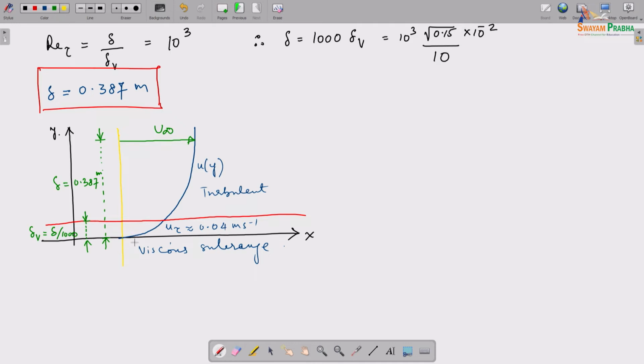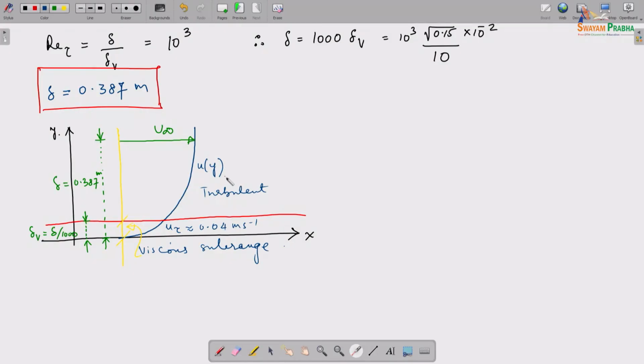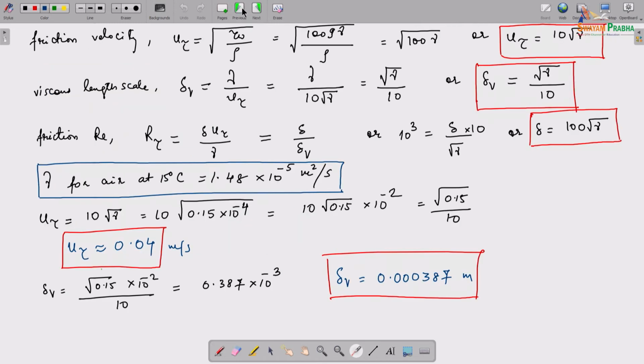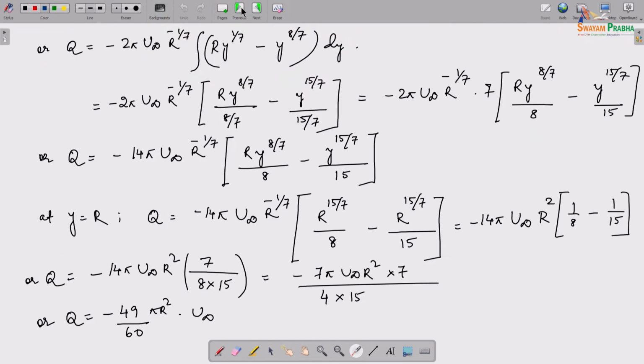So what am I talking about? This is that viscous subrange we are talking about, and U tau is this value. Now, also, U y in the turbulent zone, in this zone. I didn't give any definition for that. Now remember what we did last class, we did something like this here.